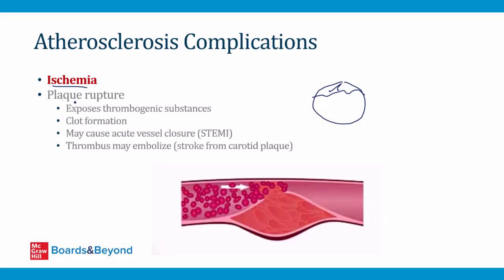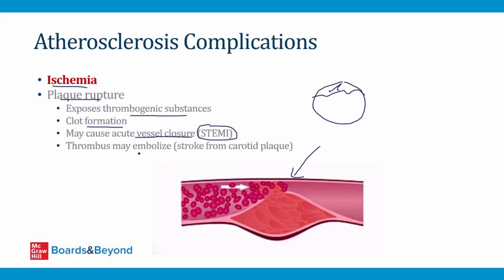The second complication is plaque rupture, which I mentioned earlier. So when a plaque ruptures, like what's depicted in this cartoon here, that exposes thrombogenic substances in the plaque to the bloodstream and a clot can form. And this can cause acute vessel closure. That's how people get STEMIs, when one of the coronary arteries is acutely closed off from a clot.